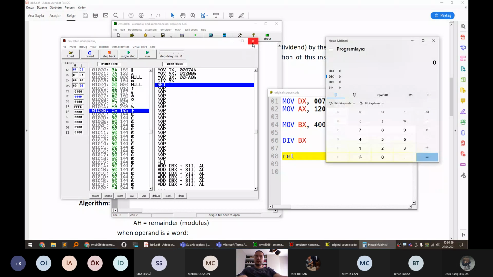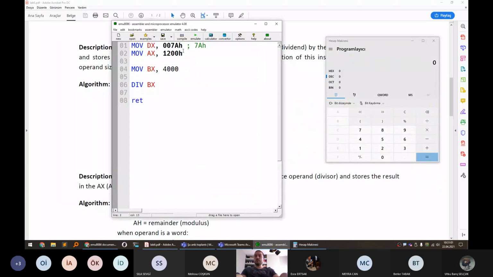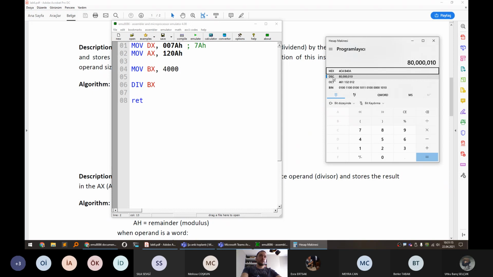Okay, let's add 1 into, or A into our 8 million. Our value is now 8 million. Oh, this is 80 million. Or 8 million and 10. Okay, 8 million and 10 divided by 4000.